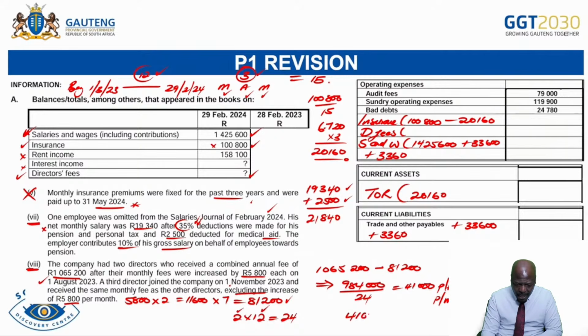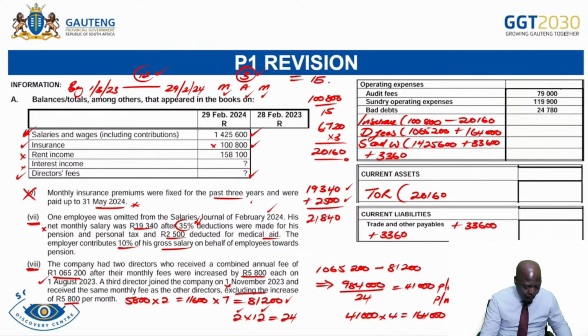So the new director is going to be getting 41,000, and he was employed on the 1st of November. He joined in November. So he's been there November, December, January, February for 4 months. You multiply that by 4, that will give you 164,000. So I come here onto my director's fees. I'll now come and I'll say my 1,065,200, and then I add my 164,000 like that.